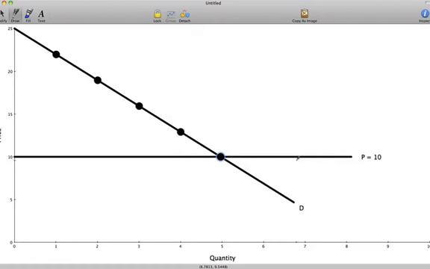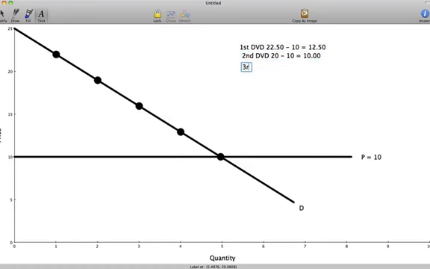To calculate consumer surplus, we look at that deal. How much are we saving? What is the difference between what we're willing to pay and what we actually have to pay? Well, for that first DVD, we were willing to pay $22.50, but we only had to pay $10. So we got a deal of about $12.50. For that second DVD, we were willing to pay about $20. We only had to pay $10, so we're getting a savings of about $10.